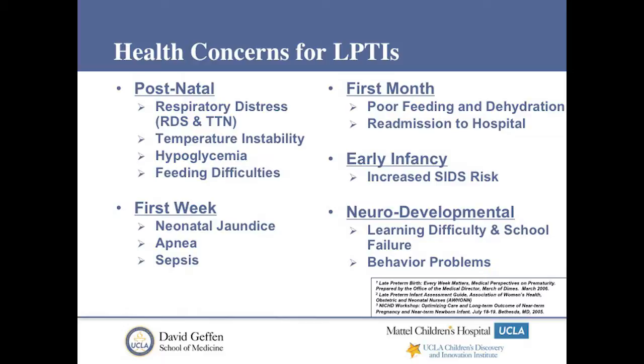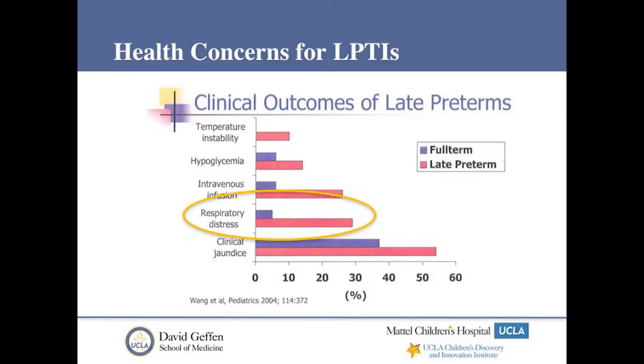And then for neurodevelopmental, we've touched on it just a little bit. We'll talk about it a little bit more. Learning difficulty and school failure, as well as behavioral problems. And again, we're already kind of thinking back to some of the case scenarios that I've presented to you already.